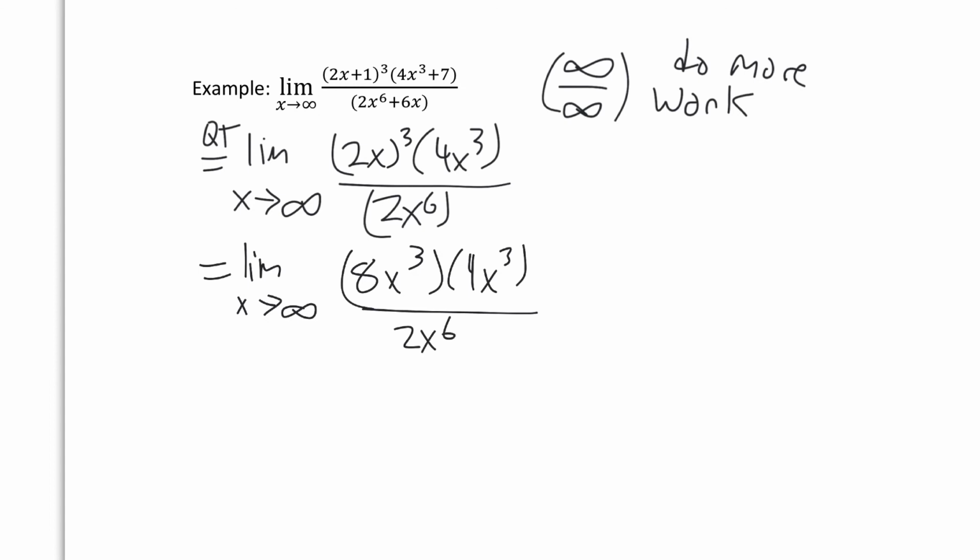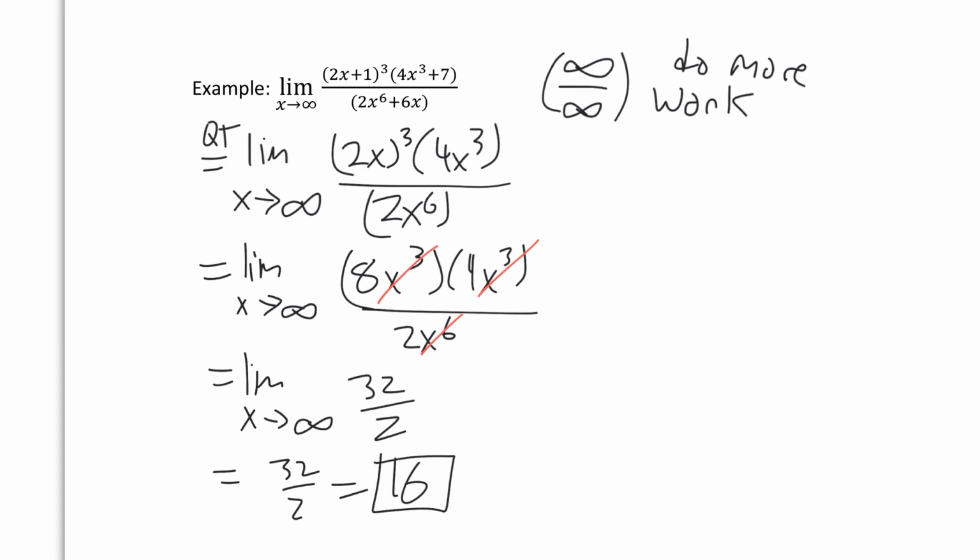Now thankfully x^3 times x^3 will be x^6, so we can cancel those out. And we'll get the limit as x approaches infinity of 8 times 4, which is 32, over 2. Well, the limit of a constant is just the constant, and 32 over 2 is 16. So it turns out that infinity over infinity is actually 16. Again, a little surprising, a little shocking, but that's because this is an indeterminate form. It needs to be worked on more. And in this case, the work we do is the quotient theorem.